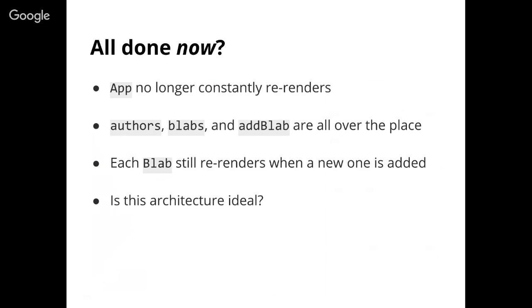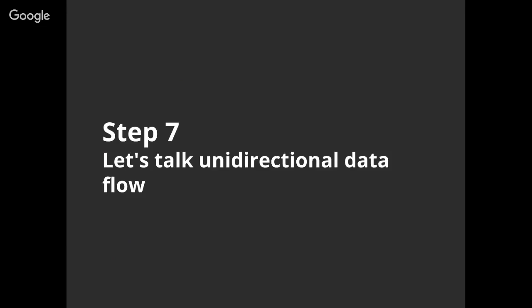We're passing stuff down from blab list all the way down to blab. We're passing stuff from app down into form. Form is talking to app. There's a lot of stuff going on. Is this really what we want? This is the point at which we're pretty much done with what React can do and where we start to add in some helper libraries.